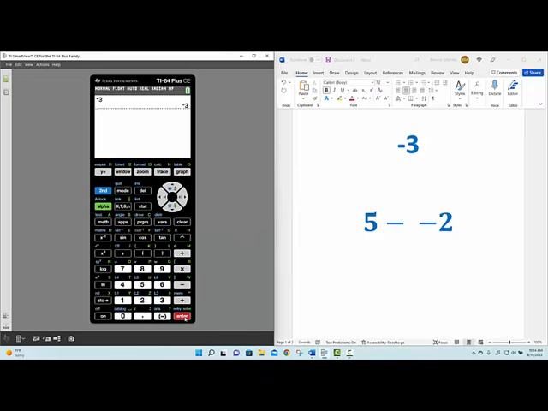If we click enter, you'll notice that the number is displayed in the main window to the right side of the screen. Now let's enter the expression 5 minus -2.